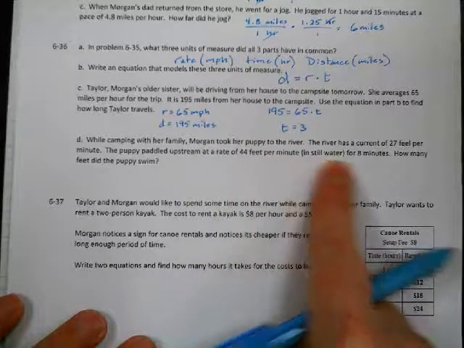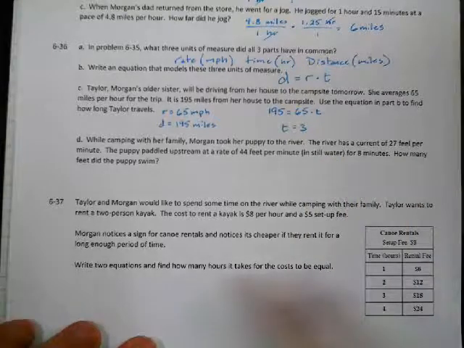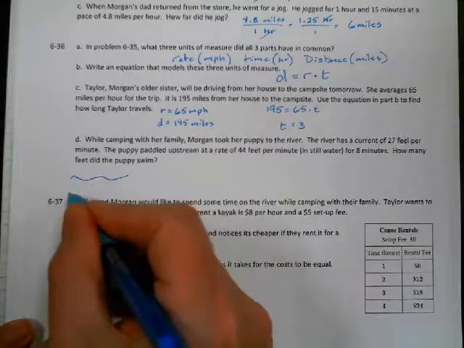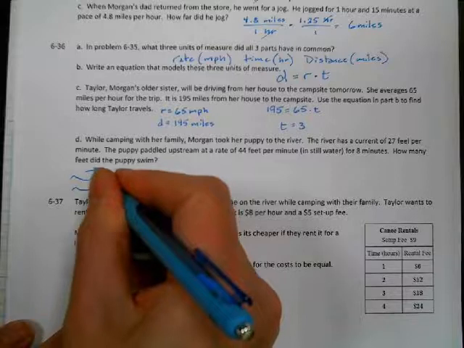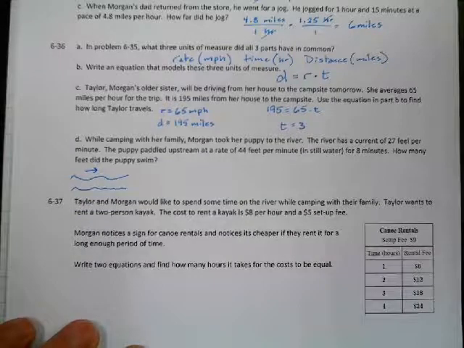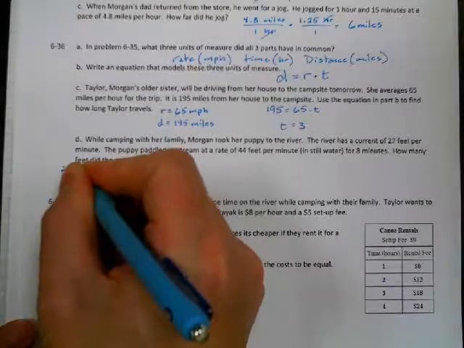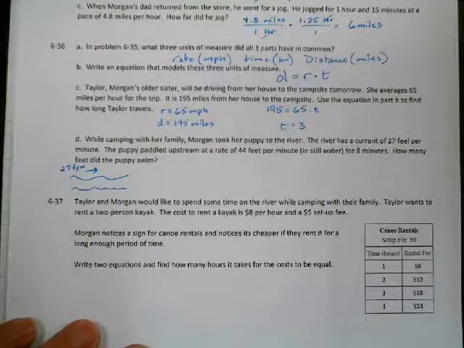So we've got a river going here. Ooh, there's our river. Yay. So the river's current is going this direction. Okay, so there's the river's current, and the river's current is 27 feet per minute. So 27 FPM, feet per minute. Now the puppy is going to be swimming, and it says upstream.